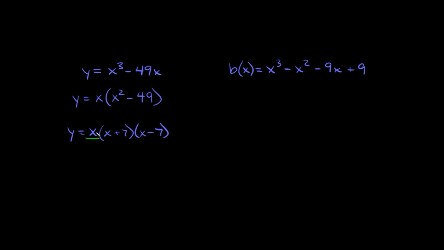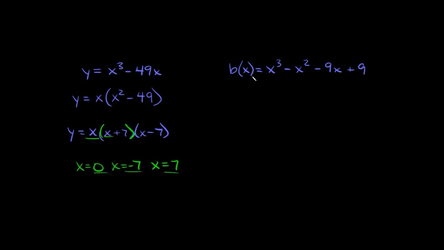So first of all, here we have just an x. So in order for this x to be equal to 0, we just say x is equal to 0, okay? Now for this set of parentheses to be equal to 0, we need this x to be equal to negative 7, right? So this one's going to be equal to negative 7. And then this last one, x is going to be equal to positive 7. All right, so we have 3 zeros for this cubic function, right? 0, negative 7, and positive 7.